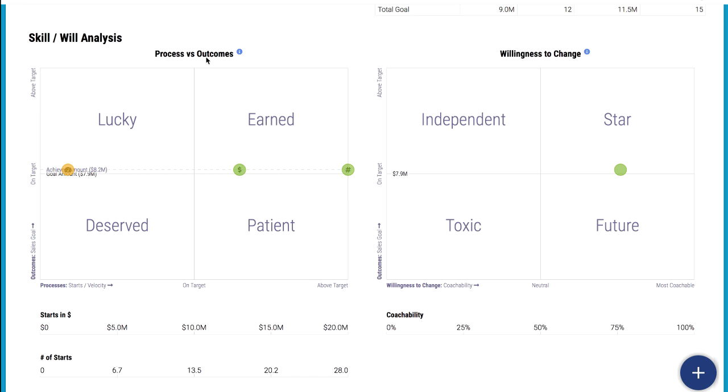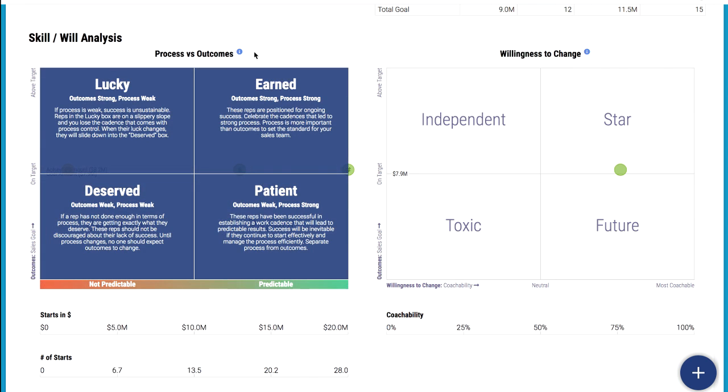The Process versus Outcomes quadrant measures your process in regards to the number of opportunities that you currently have in your pipeline, and your outcomes in regards to are you over your goal or are you under your goal at this point of the year. Both of these quadrants have an info button at the very top right. Go ahead and hover over those and you'll have an explanation of what it means to be in each different square of the quadrant.